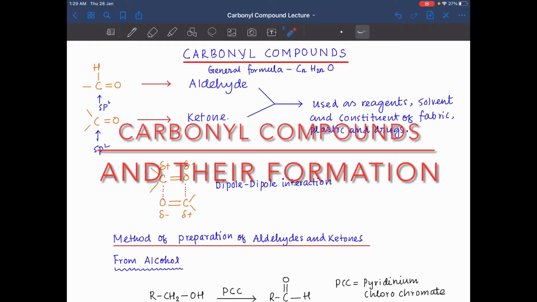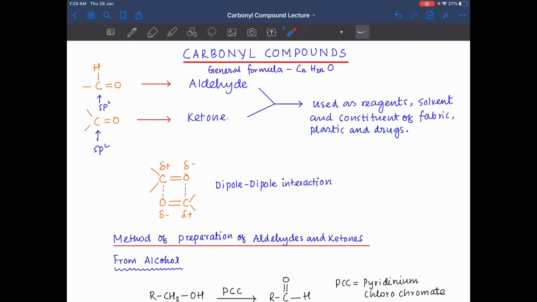So in this lecture, we are going to talk about the carbonyl compounds. Carbonyl compounds contain the carbonyl functional group, which is a very important functional group in organic chemistry. We can form various kinds of organic products from these carbonyl compounds.